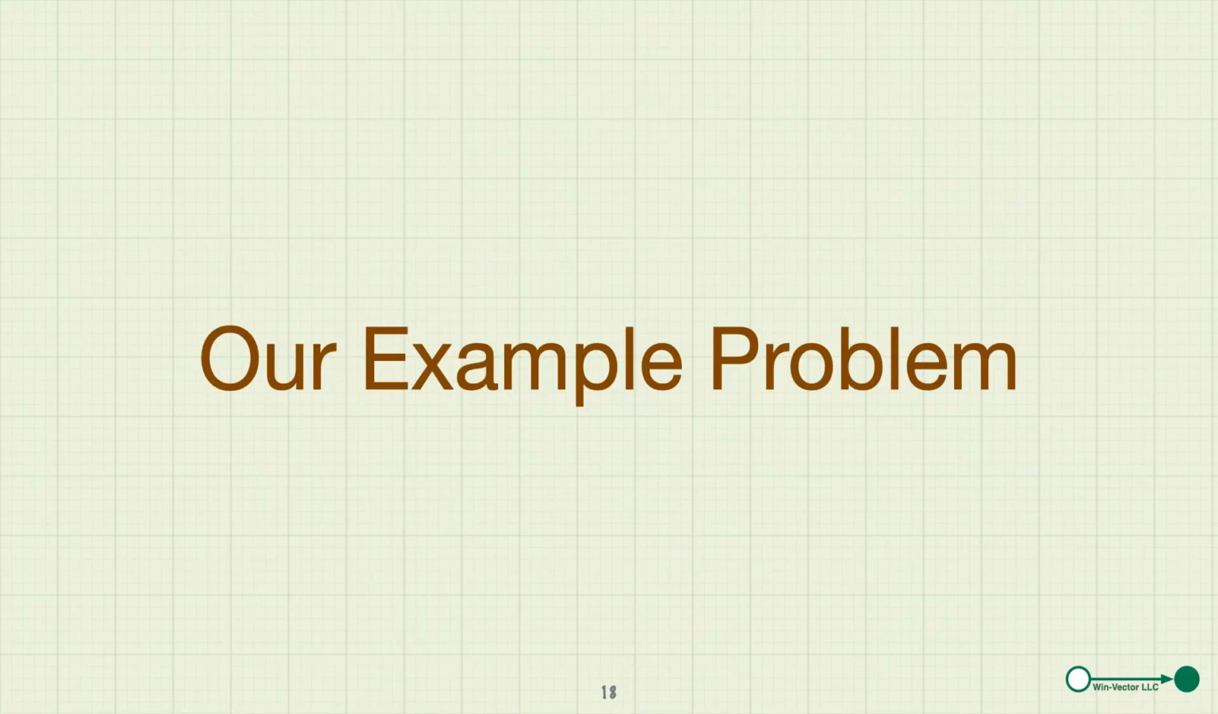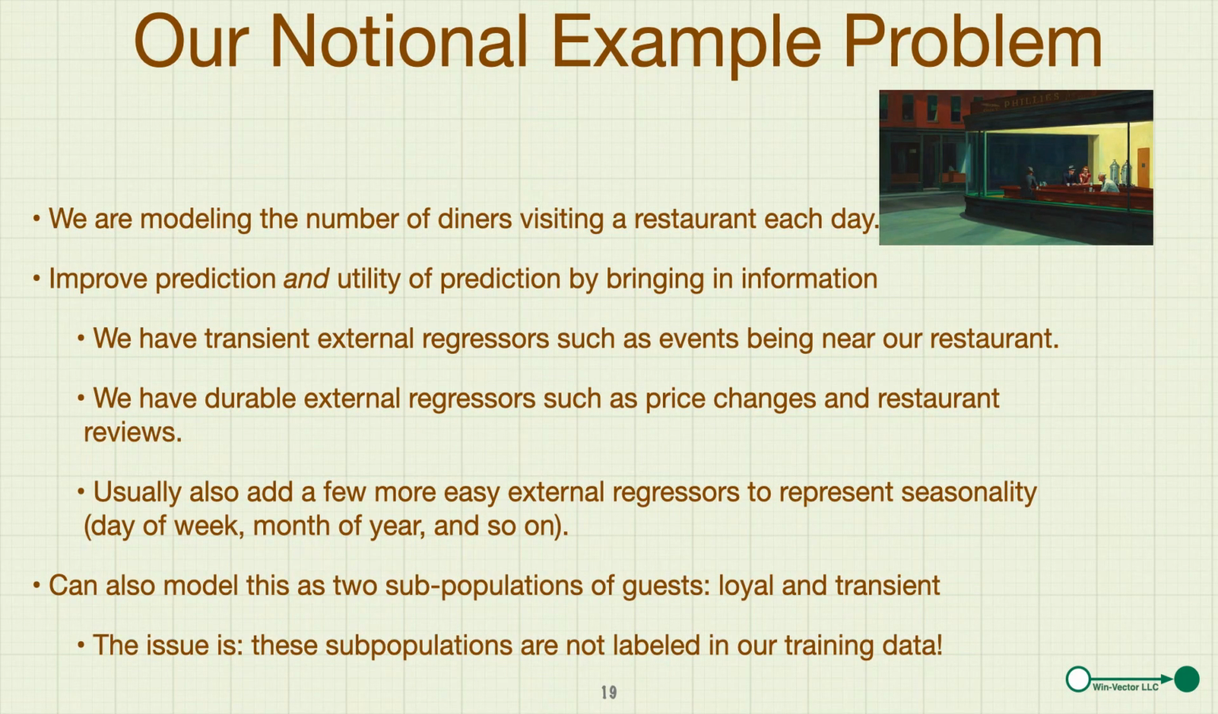So let's go to our example problem, which I think is a tool to make this a lot clearer. We're going to be modeling how many people visit a restaurant every day. We want to improve the prediction by bringing in external information. We're going to break the rule of the ARIMA systems and actually explain how the external information is used.